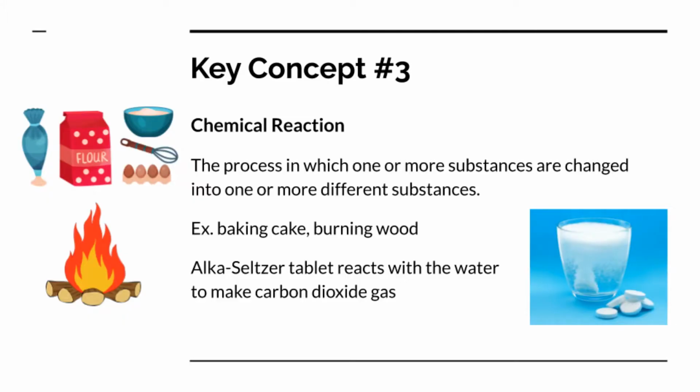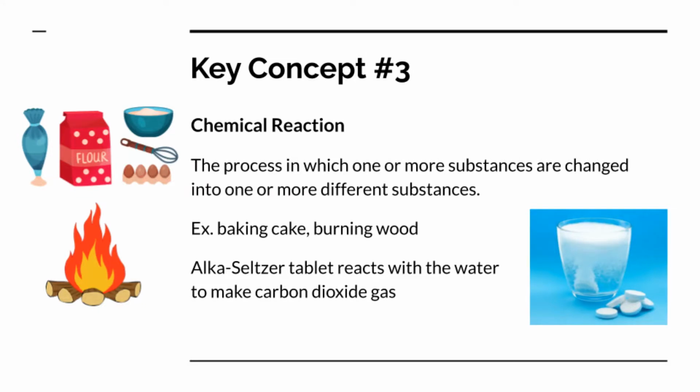Another key concept our project shows is a chemical reaction. A chemical reaction is when one or more substances are changed into different new substances. An example of this is when you're baking. When you bake, you start off with flour, sugar, milk, eggs, and other ingredients. And when you put the batter in the oven, a chemical reaction occurs and you get a completely new substance out, in this case, a muffin.